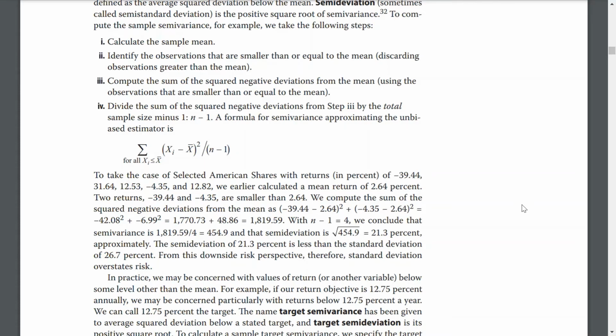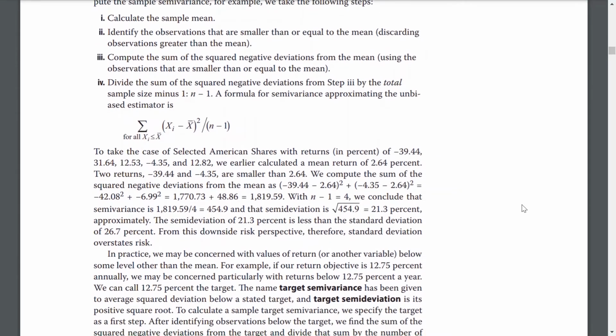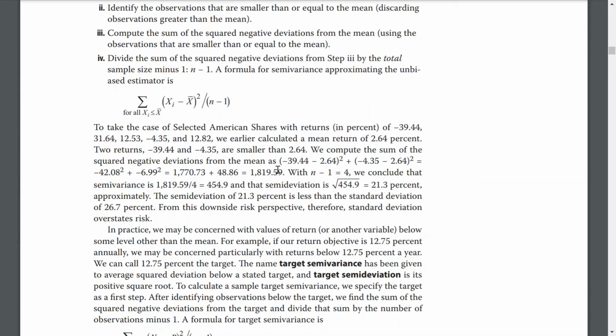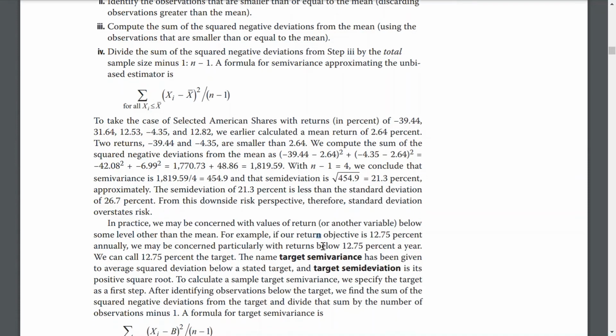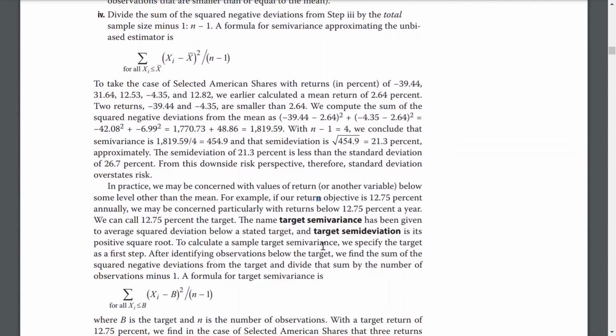Two returns, negative 39.44 and negative 4.35, are smaller than 2.64. We computed the sum of the squared negative deviations from the mean. This is the mean. With n minus 1 equals 4, we conclude that semivariance is 454.9, and the semi-deviation is the square root of that, which is approximately 21.3%. The semi-deviation of 21.3% is less than the standard deviation of 26.7% from the downside risk perspective. Therefore, standard deviation overstates risk.